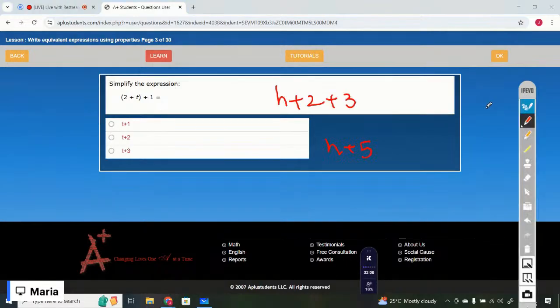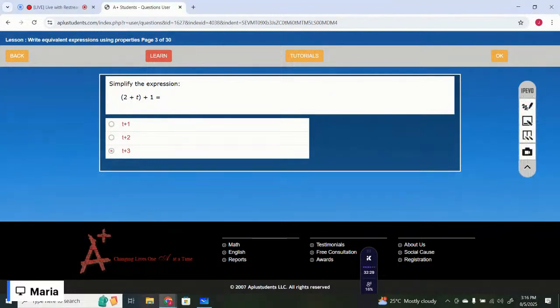Simplify the expression 2 plus t plus 1. 2 plus 1 is 3, so that is t plus 3. Option number 3 is the correct option. The correct option is t plus 3.